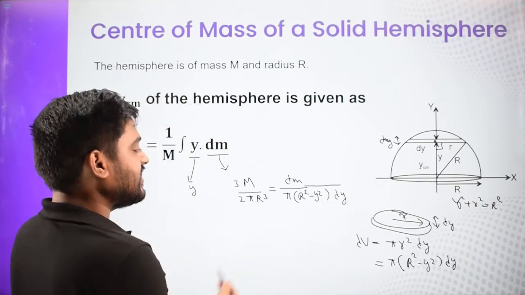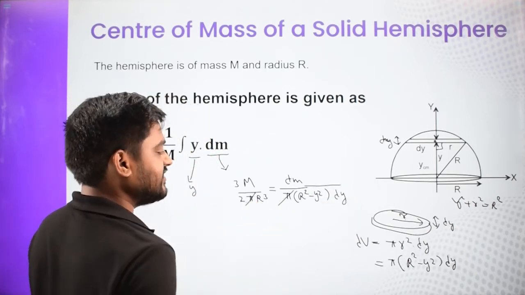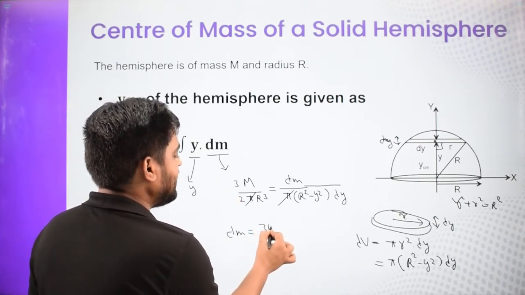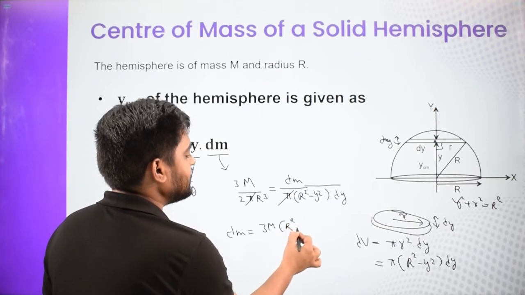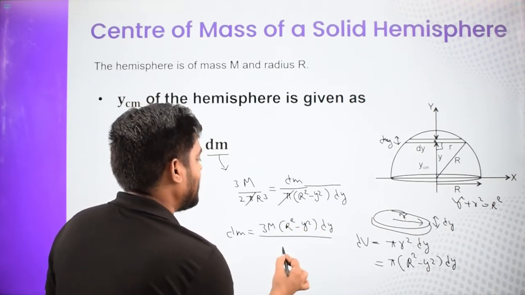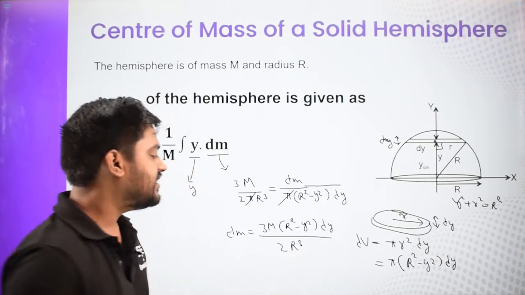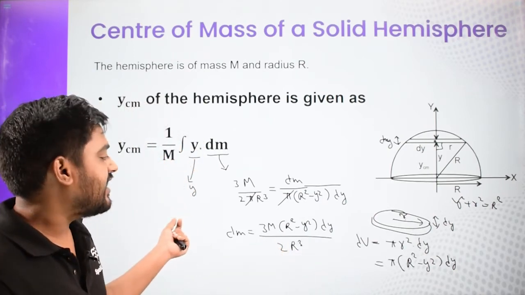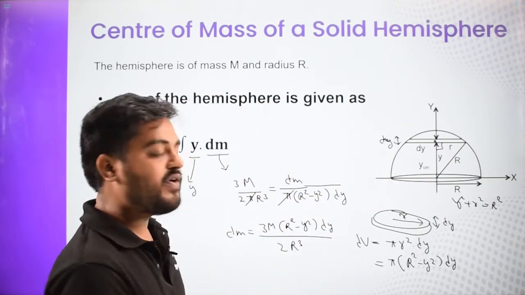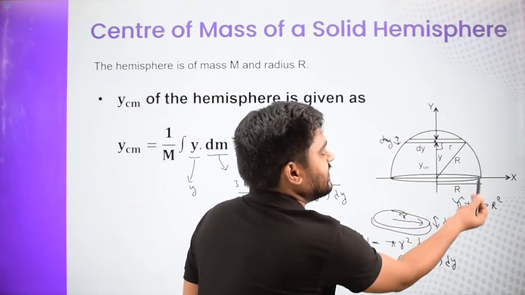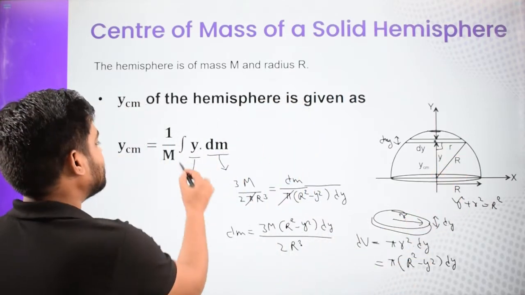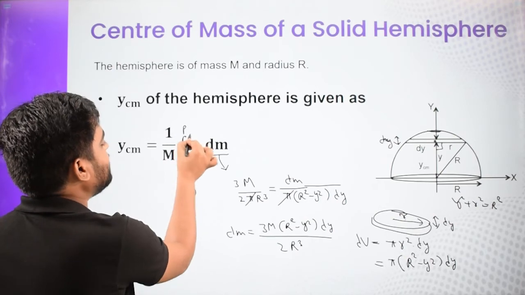And now let us cancel whatever we can. So this gets cancelled and this goes here. So we get our dm equals 3M (R square minus y square) dy divided by 2R cube. So this is the dm, this is my y. And now let us integrate. y varies from where to where? When y was 0, we were getting the base. And when y is R, we get the topmost layer, right? So y changes from 0 all the way up to R.